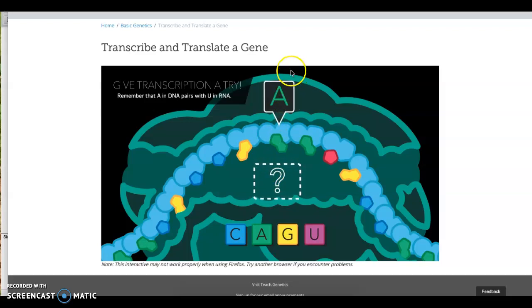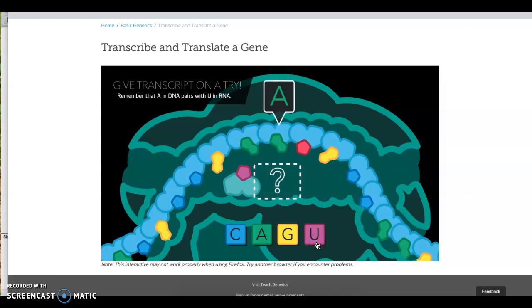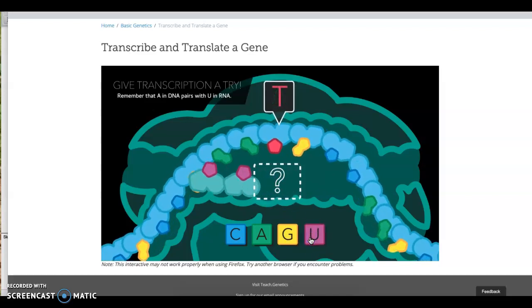We know that A pairs with U when we're making RNA. And then we have another A. We're going to pair it with U because we're making a strand of RNA. If we're making DNA, we would put a T there. But since we have an A and we're making RNA, we have a U.